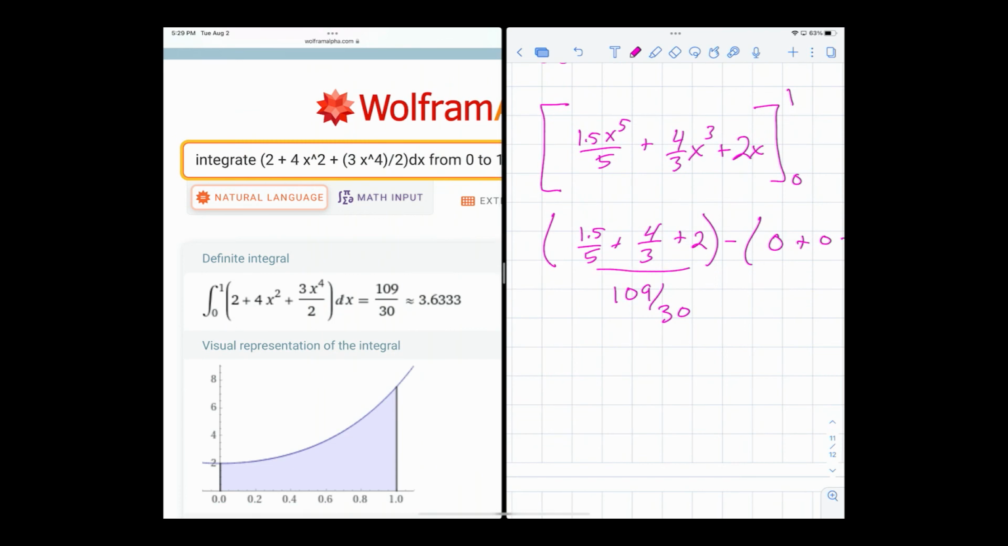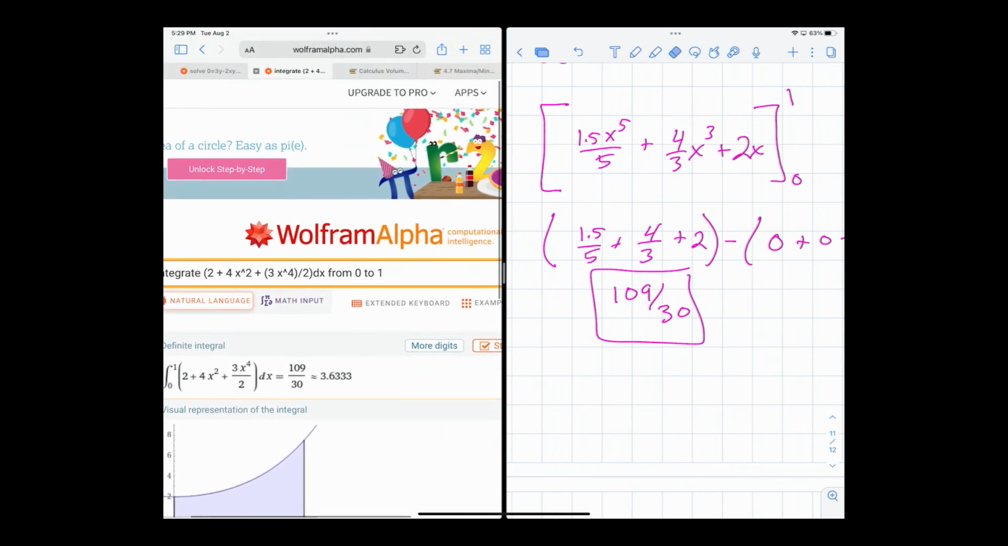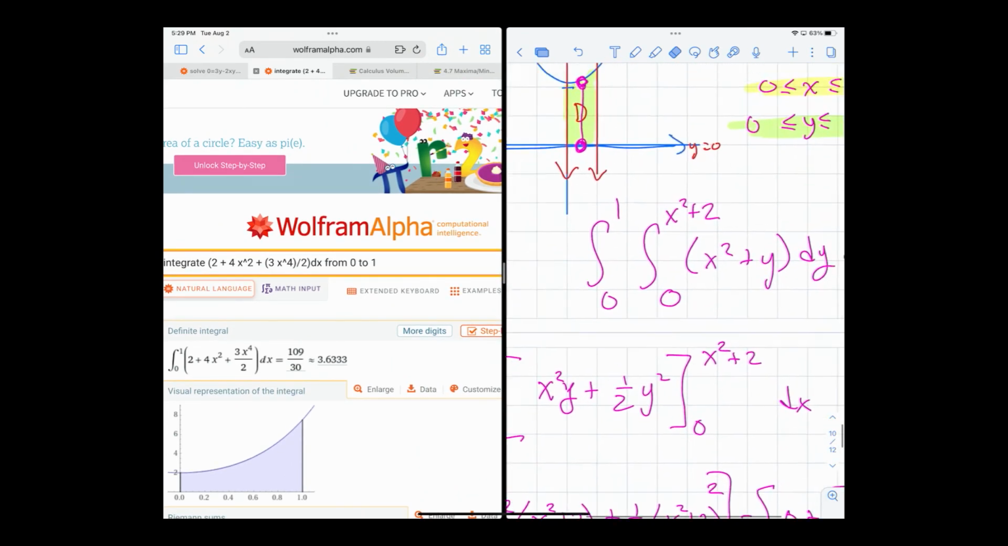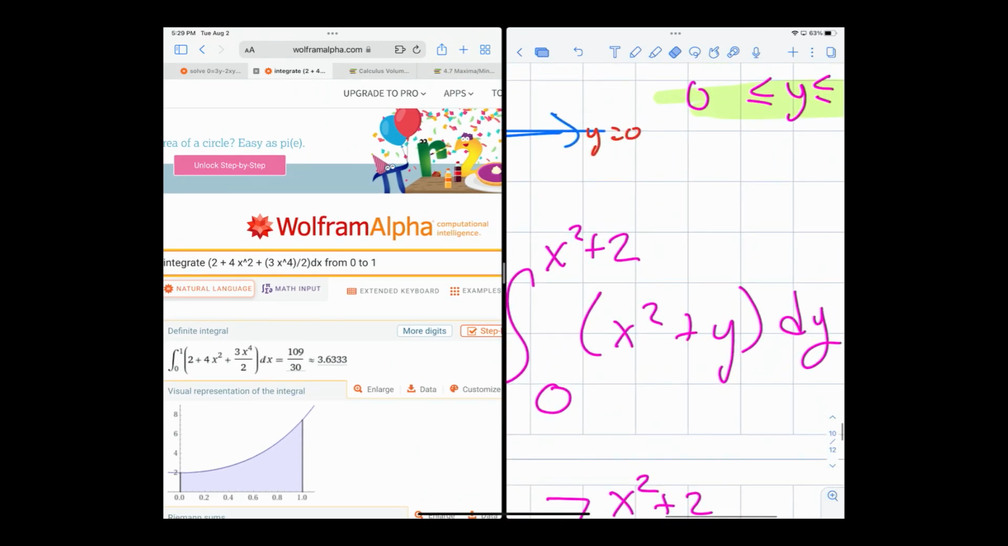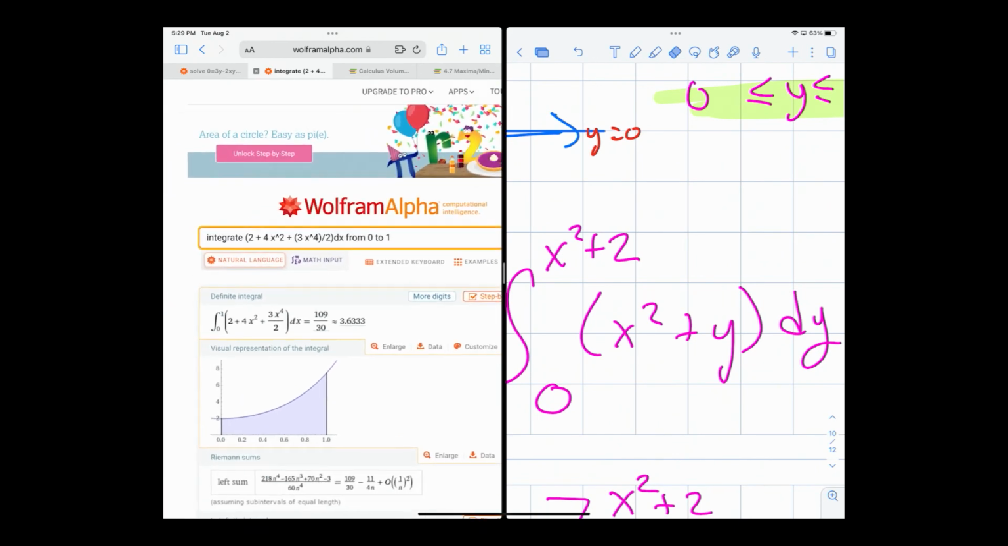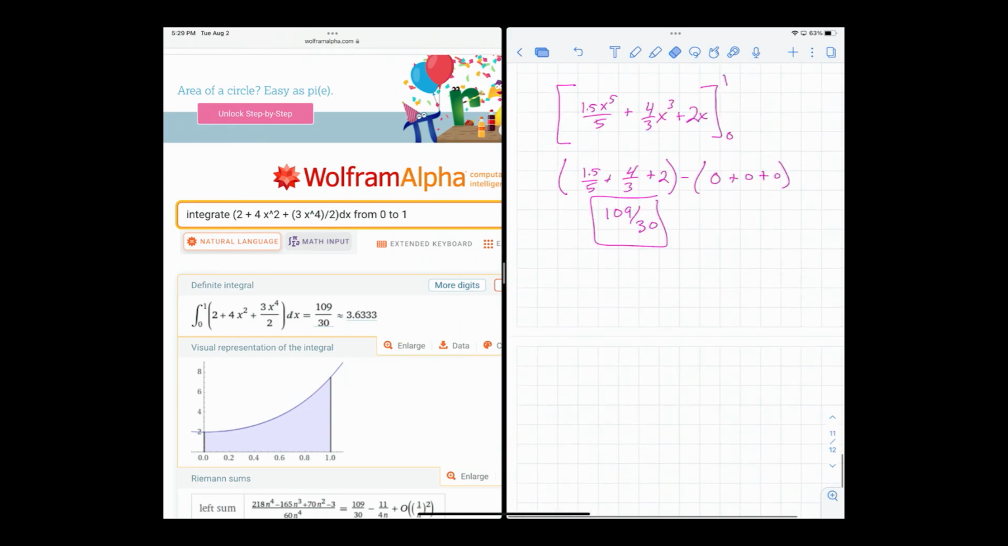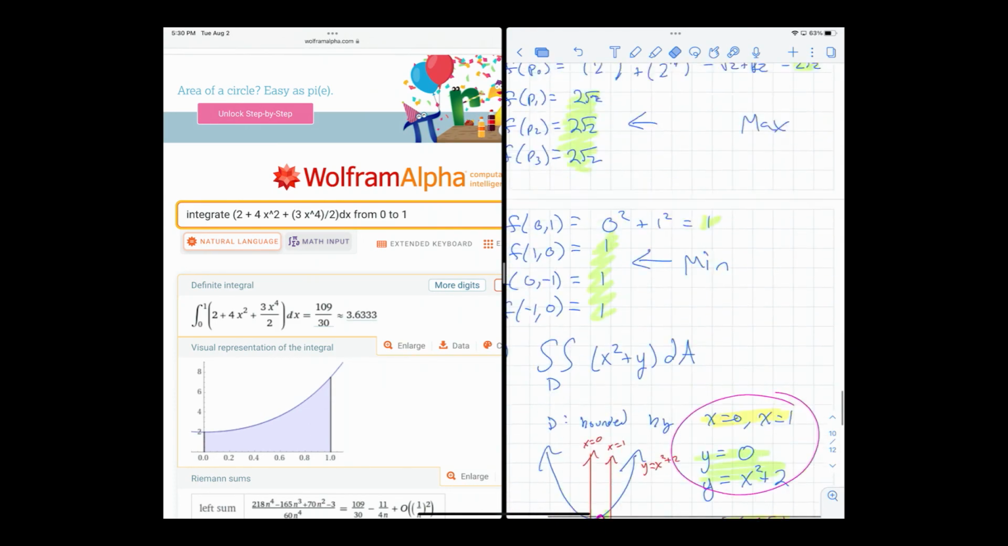So I can be pretty sure that I did that right, since they seem to agree with me as well. The point of doing that is the only function I typed in was the original x squared plus y. They did all of the calculations. So, alrighty, 109 over 30. What's next?